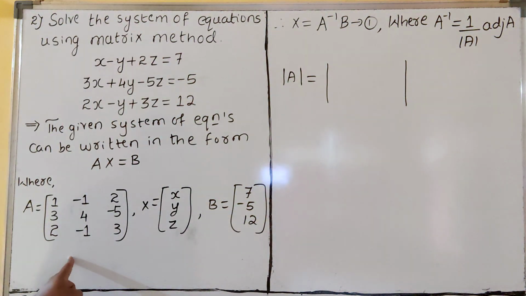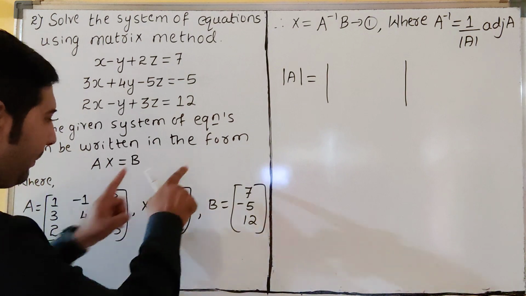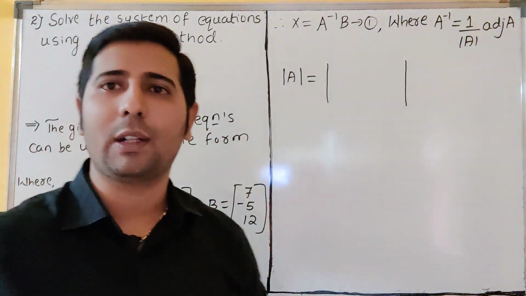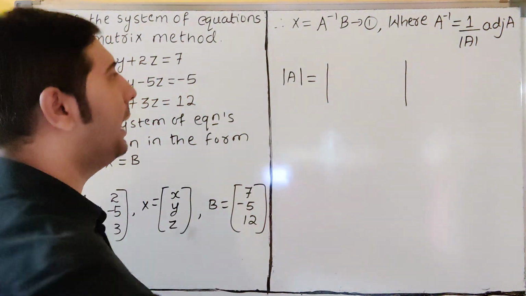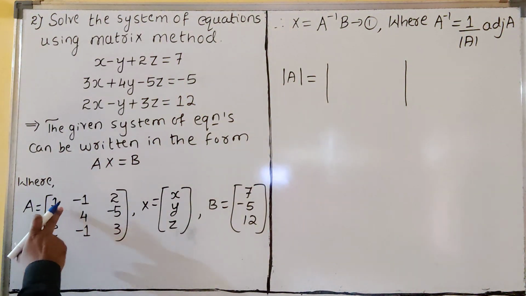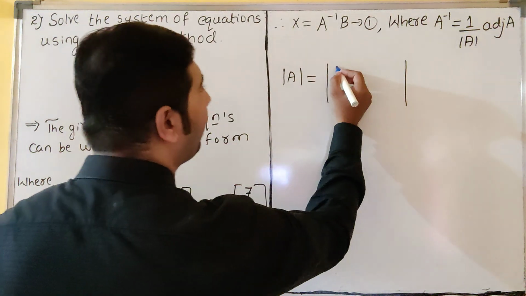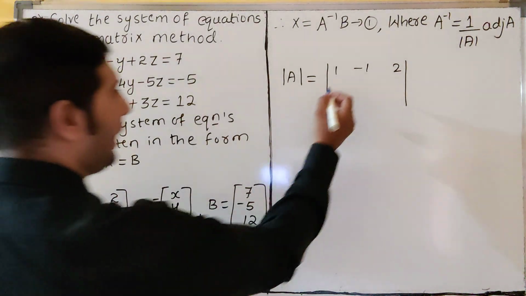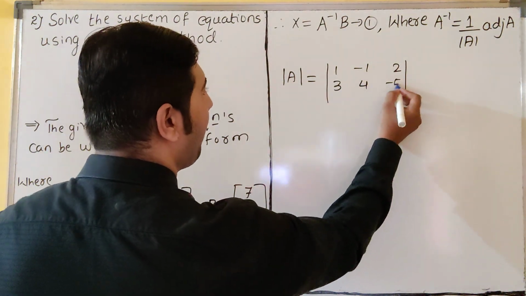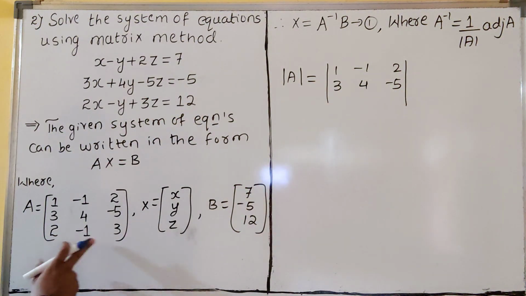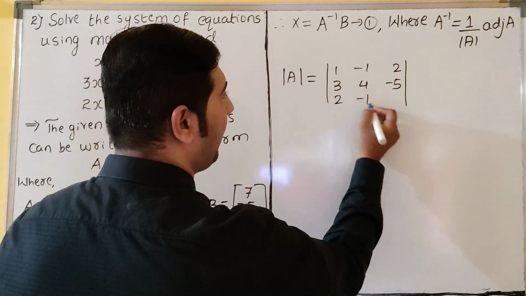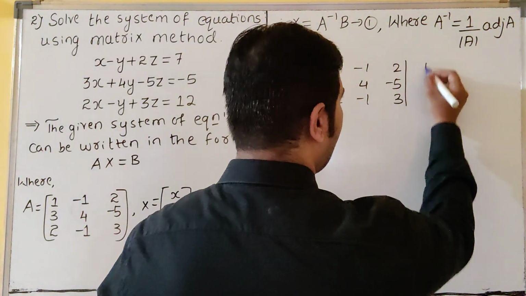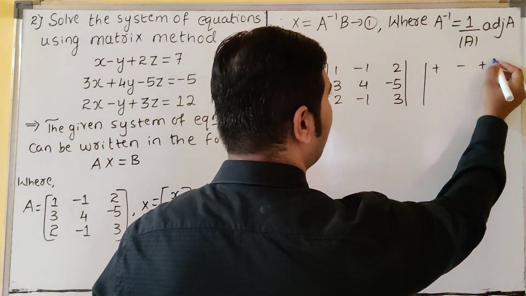Here it was square. Many of the students I saw, they will write parallel lines for A, X and B also. Got it? That is wrong, dear students. So now here determinants, how to write? See, determinant A. A is what? 1, minus 1, 2 and next 3, 4, minus 5 and 2, minus 1, 3. Understood? So now you know there are 6 ways to expand this.